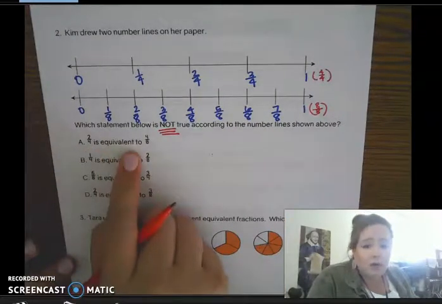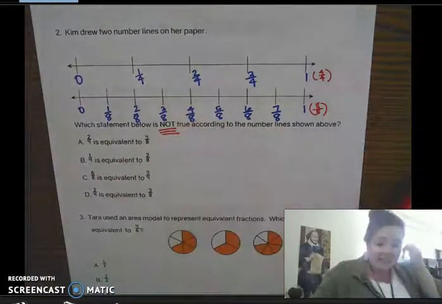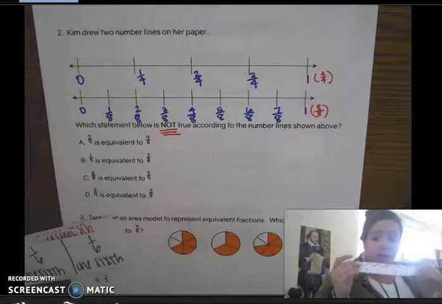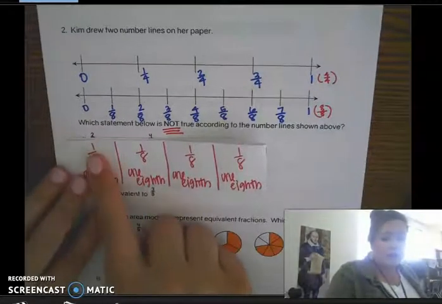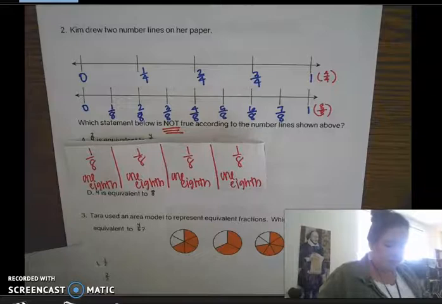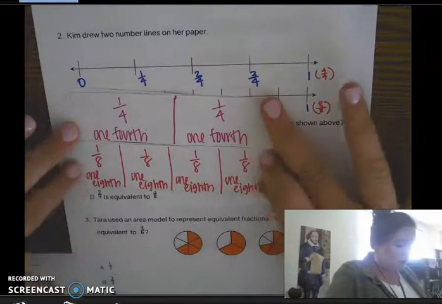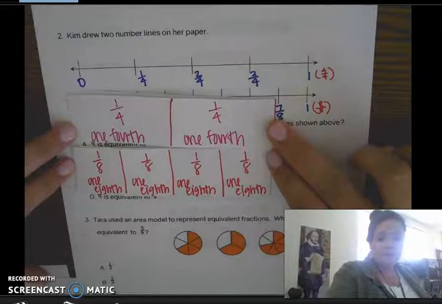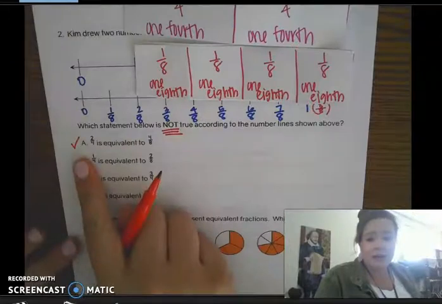2/4 is equivalent to 4/8. Here's 2/4. Directly below it is 4/8. If you're not sure, you're like, I don't know, can't tell on my number line, get out your fraction strips. So I'm going to fold it to represent 4/8. 1, 2, 3, 4. And I'm going to fold it to represent 2/4. Are those 2 equivalent? Yes, those are equivalent. Okay, I'm going to put a check mark by it because that is a true statement.